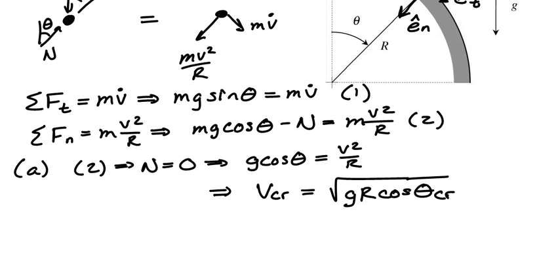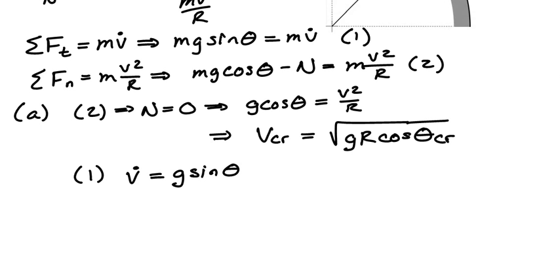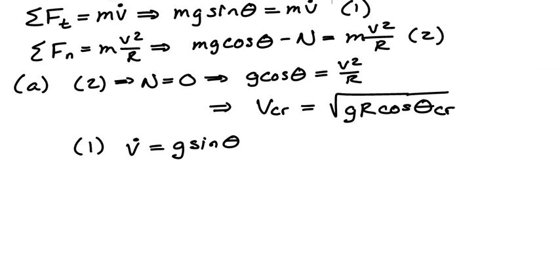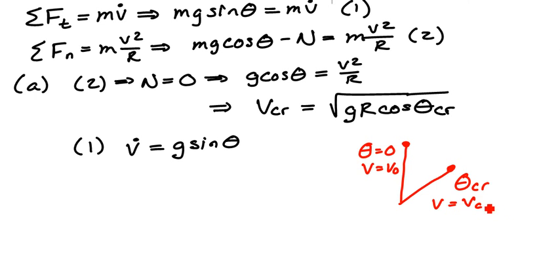Now keep in mind that this does not tell me the speed I want to have at the top, v0, because from equation 1 we know that v dot is changing at the rate of g times the sine of the angle theta. So to figure out what I need for v0, think of this a bit like a picture. At the top of the hill, where theta equals 0, I have a speed v equal to v0. At some later point, where theta equals the theta critical value we're given, I want the speed to be v critical.